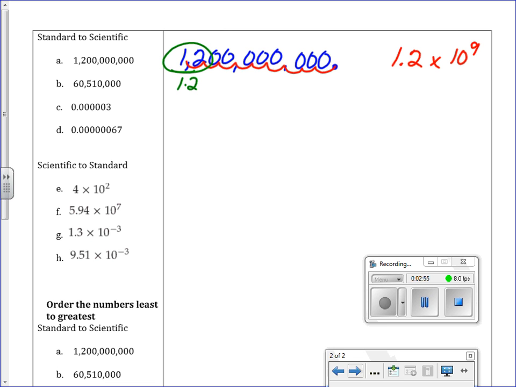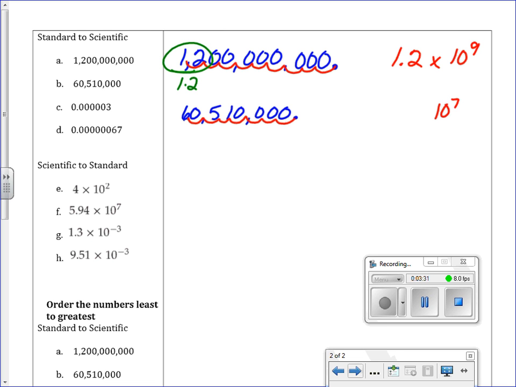The next number I have is 60,510,000. I'm going to put that decimal right there. So again, I'm going to move that decimal until I have a number that's less than 10, greater than 1. So I'm going to move it 1, 2, 3, 4, 5, 6, 7 times. So I have 10 to the 7th.